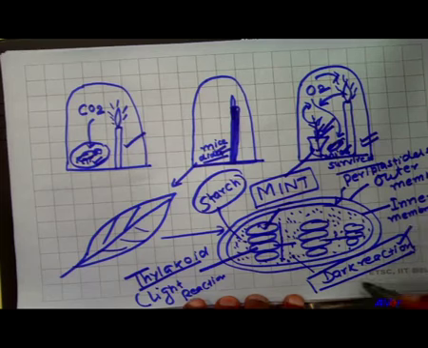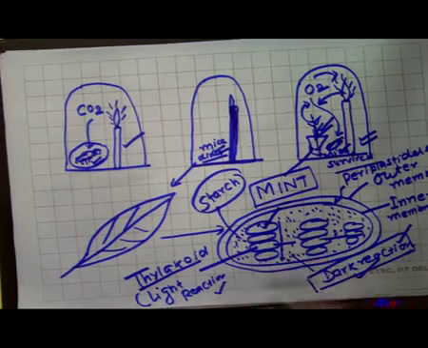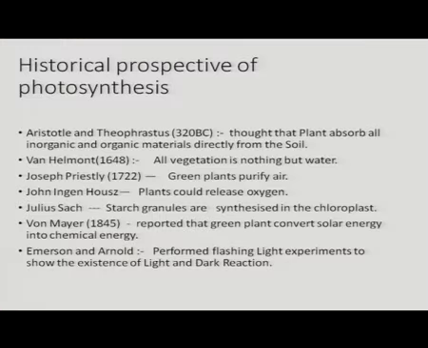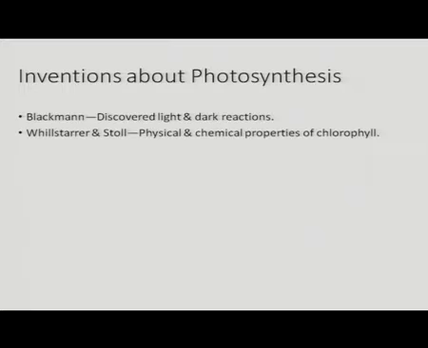During the off mechanism, dark reaction takes place. During the on mechanism, light reaction takes place. So, they showed that there are two types of reaction during the photosynthesis, that is the light reaction and dark reaction. Now, the other scientist, Blackman, also finally proved that there is the presence of light and dark reaction. Now, Willstätter and Stoll studied the physical and chemical properties of chlorophyll.